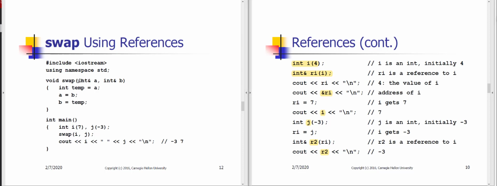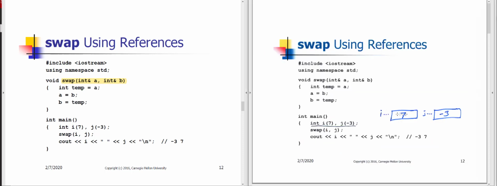Now, as a more useful and realistic example of references, let's take a look at a swap function that's using references rather than pointers to enable the swap function to change the values of variables that are actually back in the main function that's calling swap. Okay, so when we launch this program, the first thing that happens in main is that storage is allocated and initialized for the variables I and j in main. All right, so I is an int initialized with 7, j is an int initialized with -3, and now I'm swapping I and j.